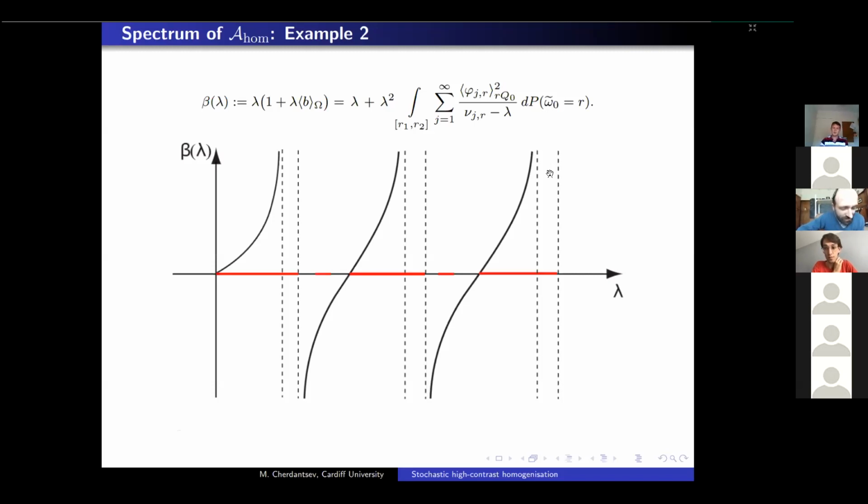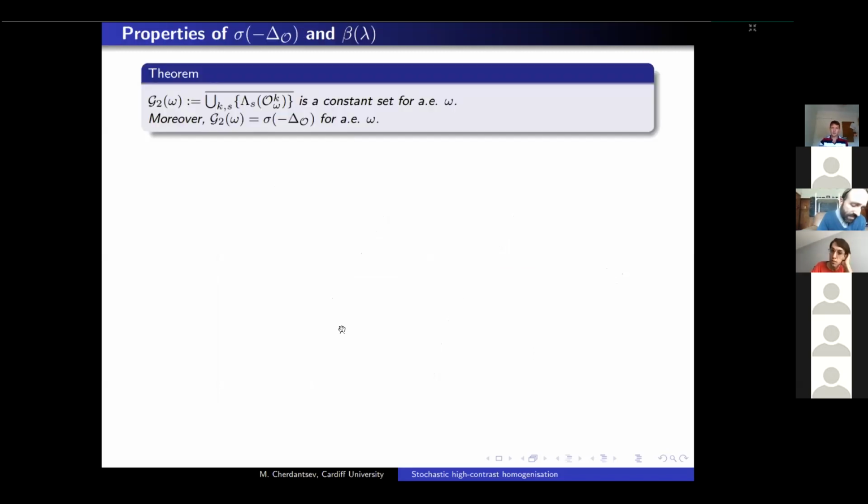And in fact, this picture that you see here is rather general. If you have gaps in the spectrum of the probabilistic Laplacian, I will talk a bit about this later in more detail, you will have exactly the same picture for beta of lambda in an absolutely abstract probability space. So this picture is valid not only for this particular example, but for the absolutely general setting.